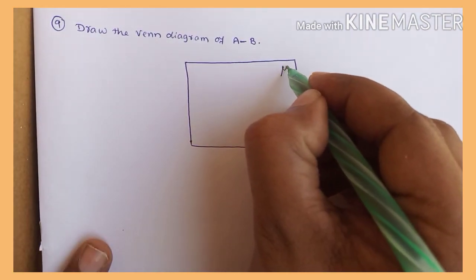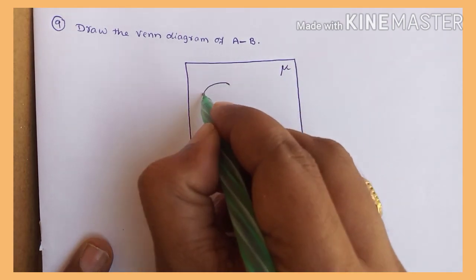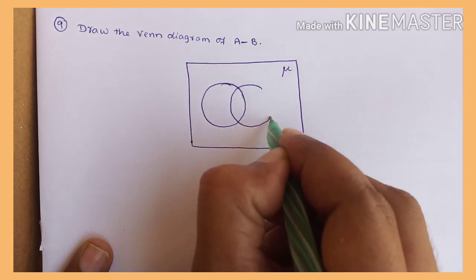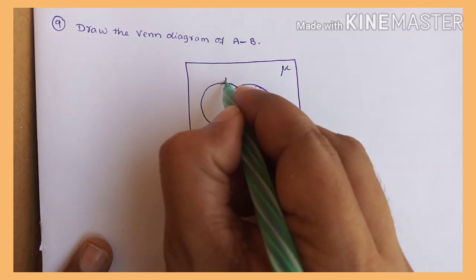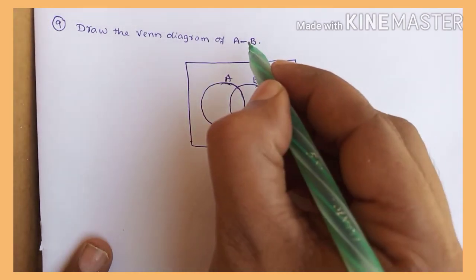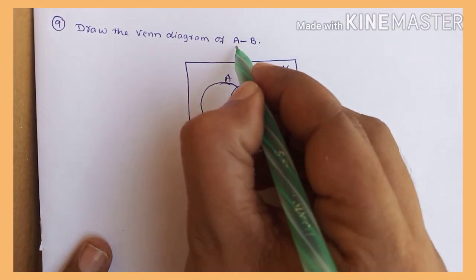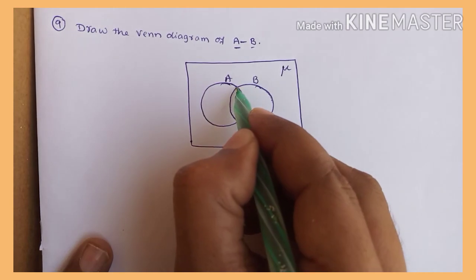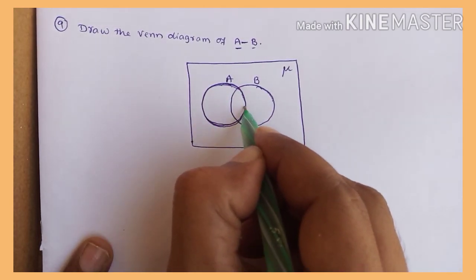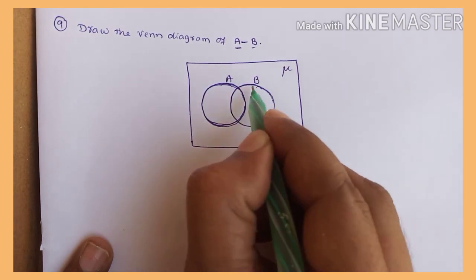This is a universal set, and this first circle represents the first set, the second circle represents the second set. So set A and set B. Now we have to draw A minus B. From A we have to remove B. This is the circle A. Observe clearly, from the circle A we have to cut this B.